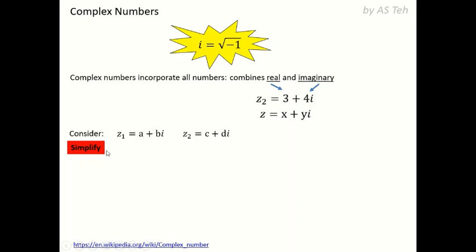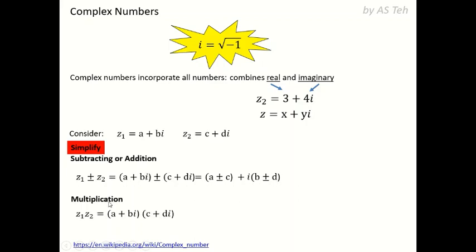So normally in most of the questions in complex numbers, you're asked to simplify a calculation. What is meant by simplify? Let's say you have z1, for example, let's go for plus. So z1 add z2. You're just adding a plus bi plus c plus di. And notice I rearrange, so we only add up real numbers with real numbers and imaginary numbers with imaginary numbers.